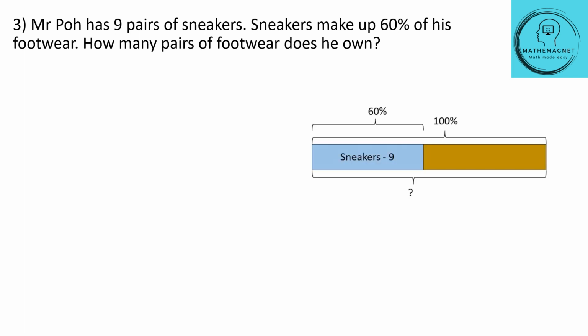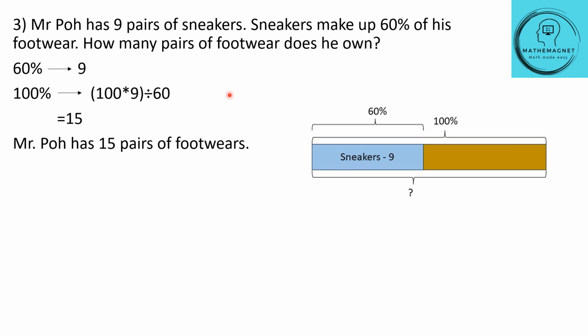Now here we know sneakers are 9 pairs and that forms 60%, and the remaining is the other forms of footwear, and they want us to find the total number of footwear he owned. So how do we find out? We know 60% is 9 pairs of sneakers and 100% will be 100 into 9 divided by 60, which is equal to 15. So Mr. Poe owned 15 pairs of footwear. Let's look at the next question.